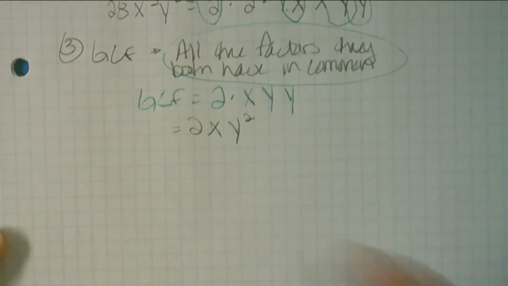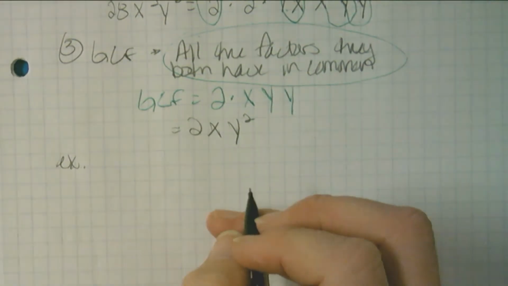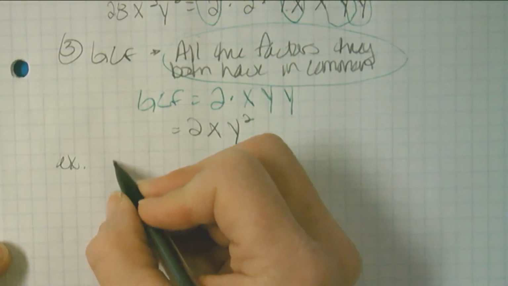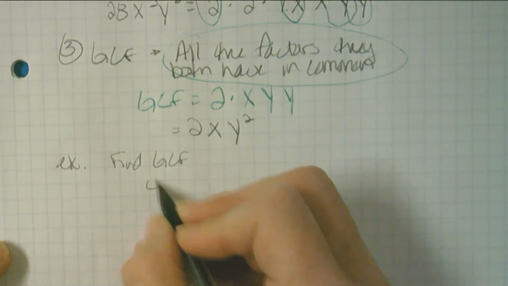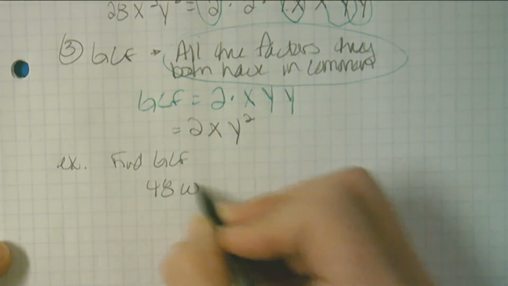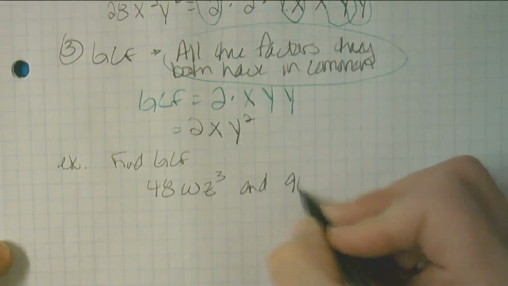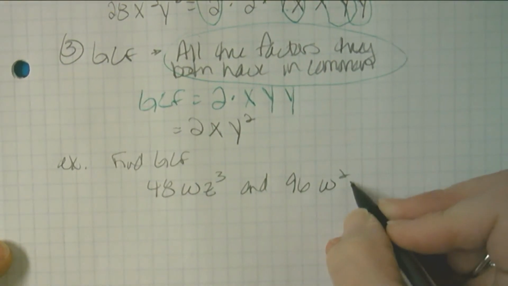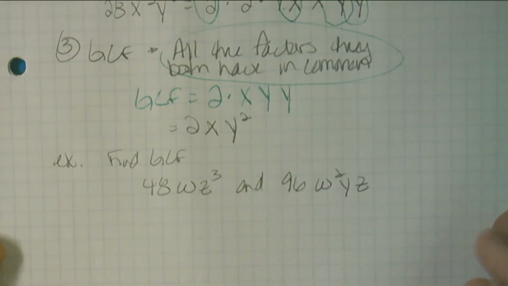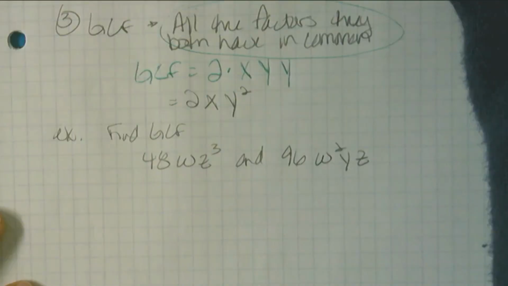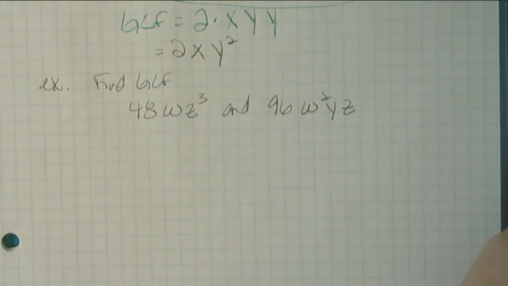All right, let me give you guys another one. Find the GCF of 48WZ to the third and 96W squared YZ. All of you do this, please. Come on.